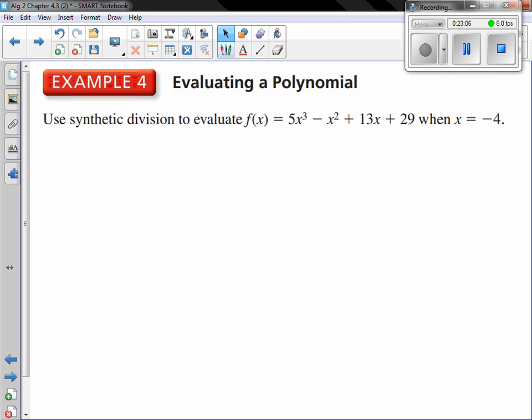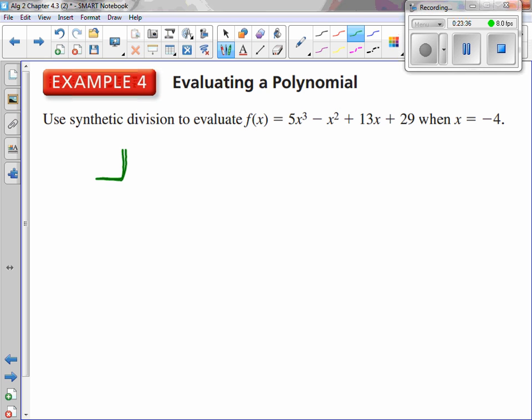Use synthetic division to evaluate this when x is equal to -4. Now, at this point, if I told you to evaluate, really what we're saying is we want you to plug that number in for x. So we would say 5 times -4 to the third minus -4 squared plus 13 times -4 plus 29. We can plug it in. What it works out to is that if we use synthetic division, the remainder would be the same as if you plug -4 in.